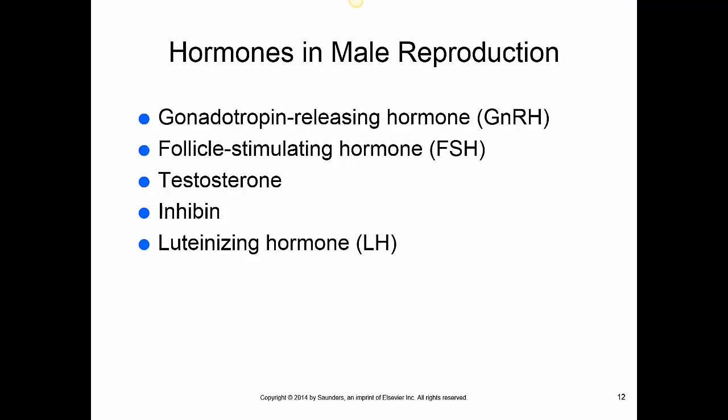When we look at hormones in the males, a lot of these hormones are exactly the same as females, except for the difference of testosterone. So females have estrogen and progesterone. Males work on testosterone. They also have a hormone called inhibin, which works as the feedback against testosterone.